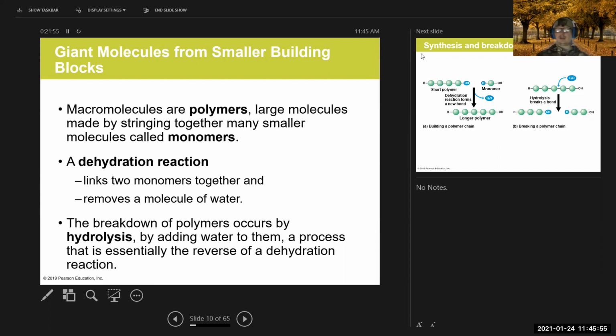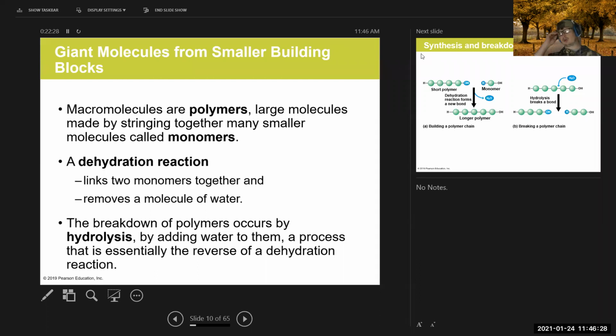The opposite of that reaction can happen, and a molecule of water can be inserted into the chemical reaction, and it will cause the bond to break between two carbon atoms, and it will separate the polymer into its smaller components, which are the monomers. And so hydrolysis is basically the reverse of a dehydration reaction.